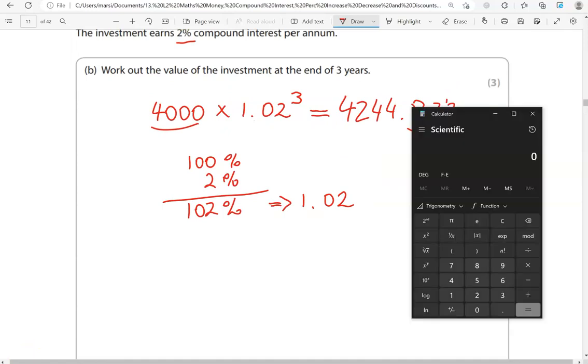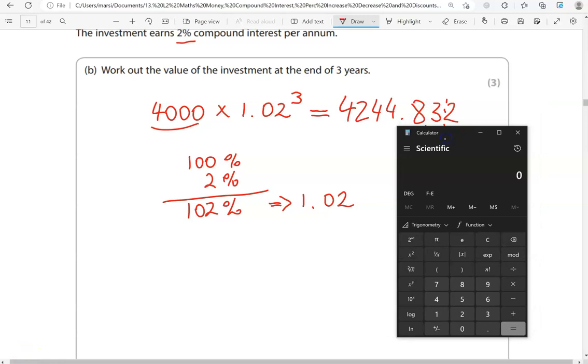I'll show you how to do the calculation with a scientific calculator as well. So 4,000 times 1.02 to the power of 3 equals the same answer.